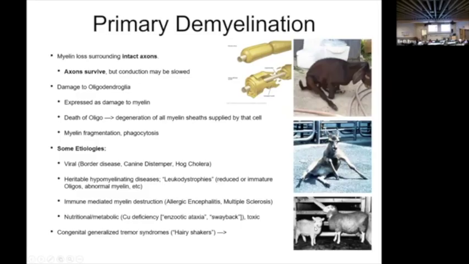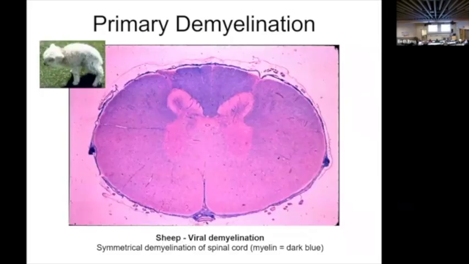This is a hairy shaker. This is a normal, presumably age-matched control. And this is a lamb. His growth is stunted. His wool is hairy, and they have tremor syndrome. So this is classic border disease presentation, the hairy shaker lambs. There's another one. It's so cute. It looks like a sad little puppy. So this is, again, border disease.